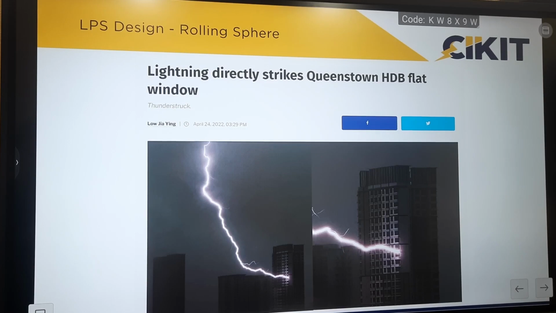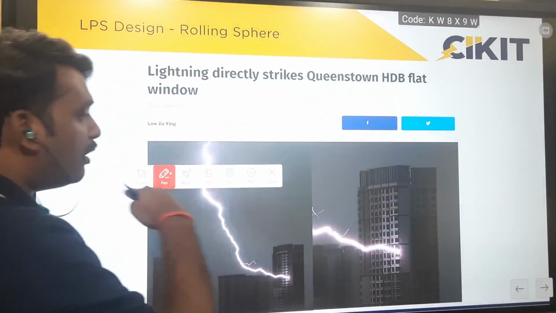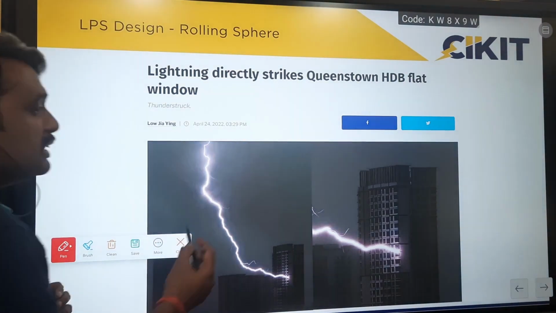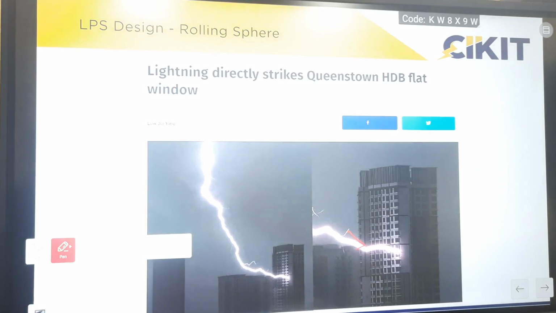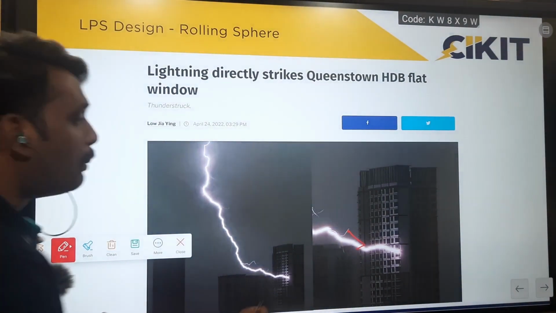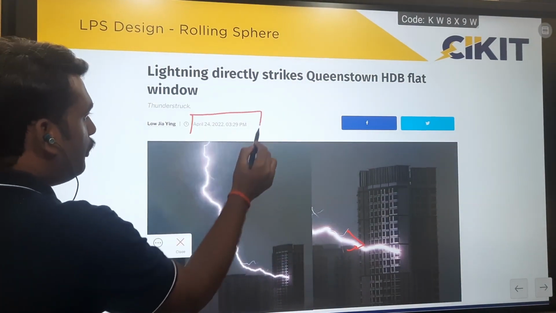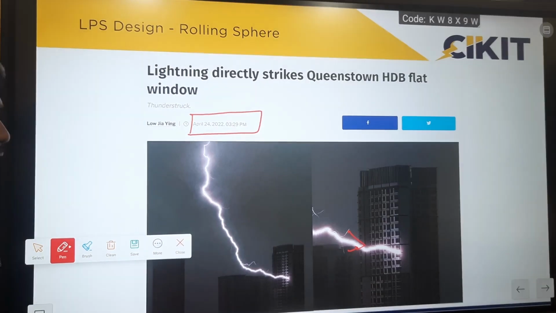If you take normal buildings, the probability of side flashing will be much lower. But if you consider a building of height greater than 60 meters, then the probability of lightning striking on the side of the building rather than the top portion will be much higher. Lightning striking on the side of the building is called side flashing. This event was recorded on April 24, 2022. The lightning struck the middle portion of the building rather than the top portion of the building.